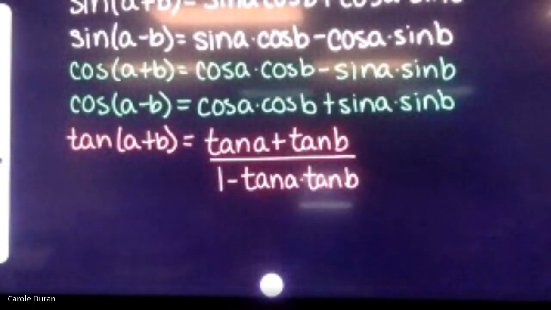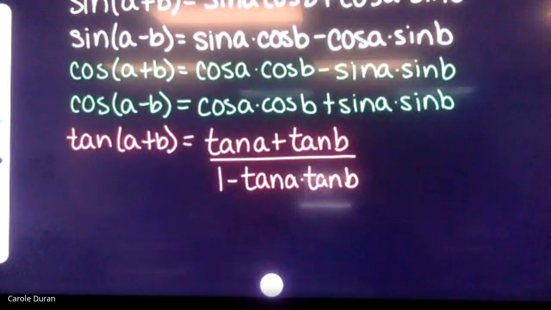Yes, Jonah. So for the cosine angle A plus B, why would it be subtraction? It's just how the cosine and sine work out. It doesn't make sense. I wish it did. It'd make it easier to remember, but this is the way that it proves out.